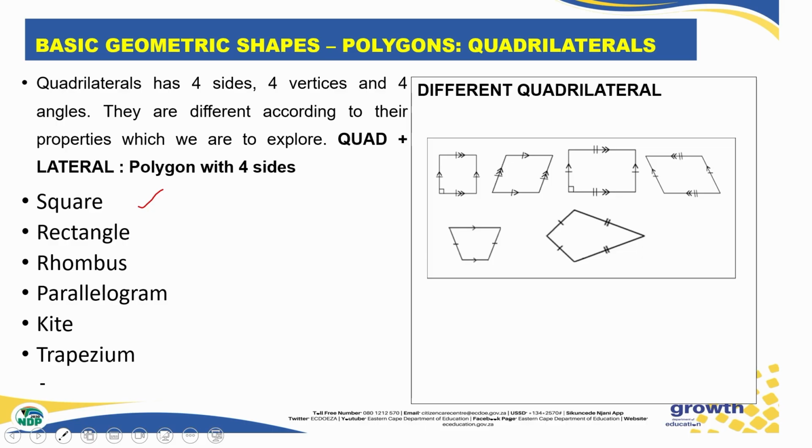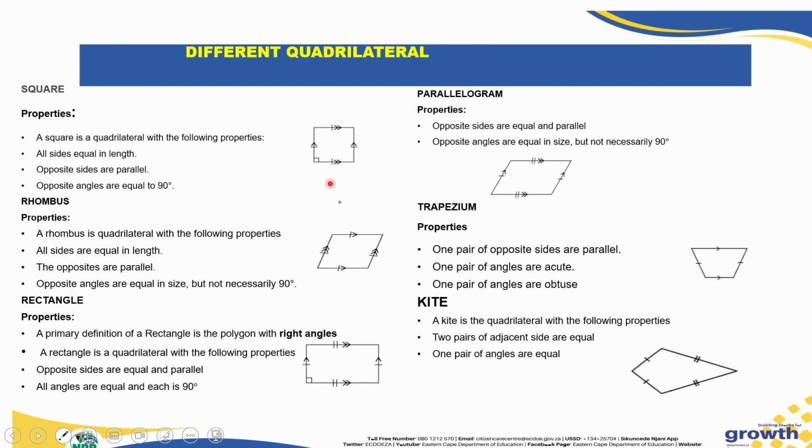Now, a square is a special kind of quadrilateral. Why is it special? Because it has all its sides being equal, which is the primary definition of a square. If all the sides are equal, then that quadrilateral is a square. They are equal in length. They also have opposite sides which are equal. And the square also has angles which are right angles.